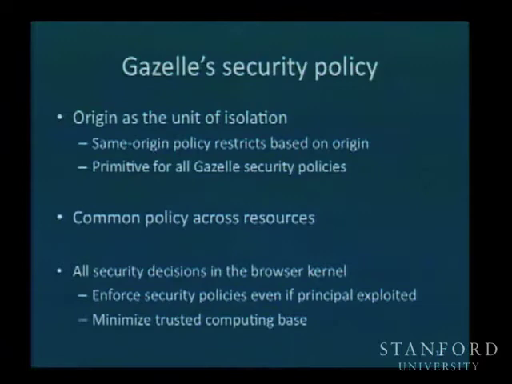This gives us a common policy that we can apply across all resources. It also simplifies the implementation of the kernel underlying all this, because the kernel is where all the security policies are enforced and where the policy is actually specified. The goal is to enforce security policy even when one of the principals is exploited. So if Flash Player has the latest exploit being targeted by some people, it's contained inside of its own principal, and its accesses are limited to the same accesses that it could have performed before it was exploited. This also lets us minimize the trusted computing base by moving all of the security logic into the browser kernel. We don't have to trust the HTML parser or the JavaScript engine anymore. We can assume that it does whatever it wants, and as long as the browser kernel is not exploited, we're pretty much safe.